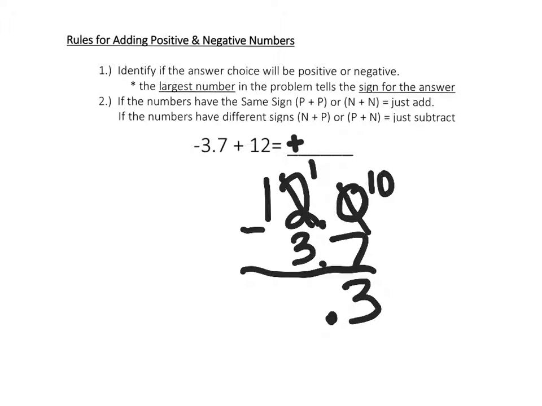1 minus 3 we can't do, so we have to borrow from the 1. The 1 becomes a 0, and this one becomes an 11. 11 minus 3 gives us 8. So we plug it back into our answer, and we get a positive 8.3.